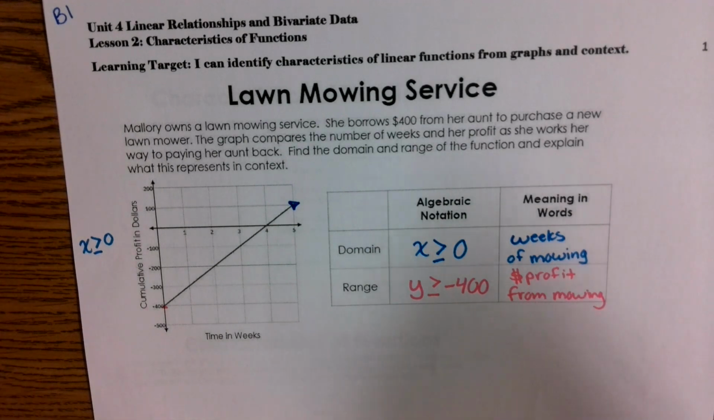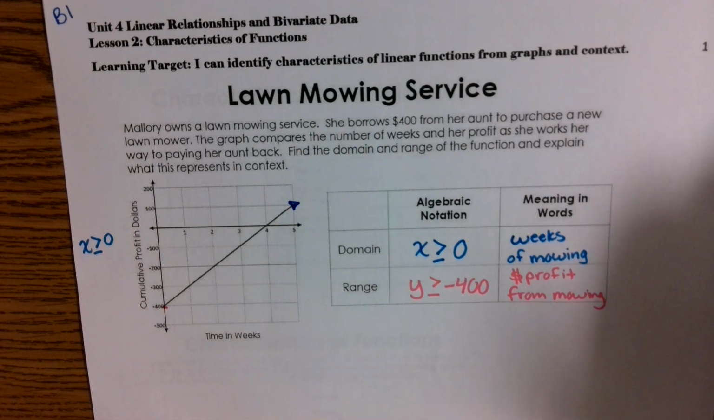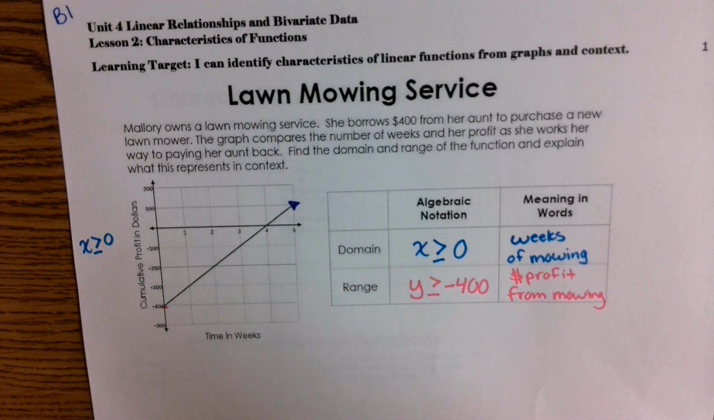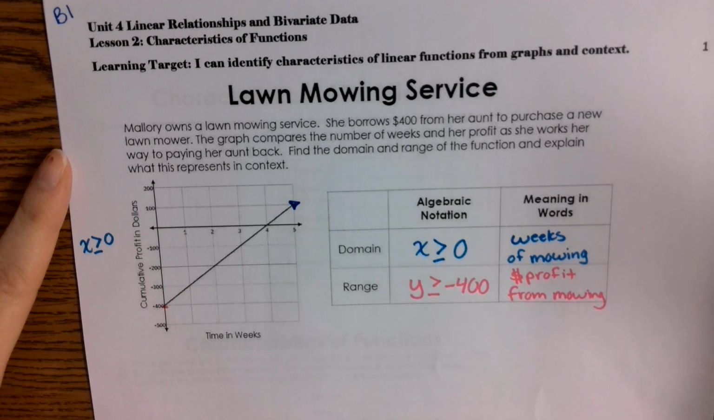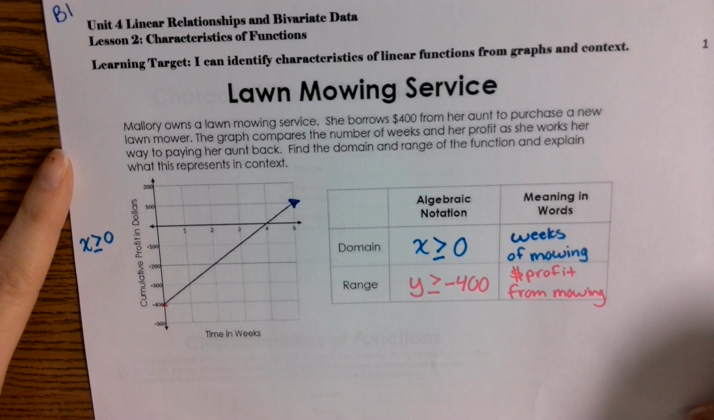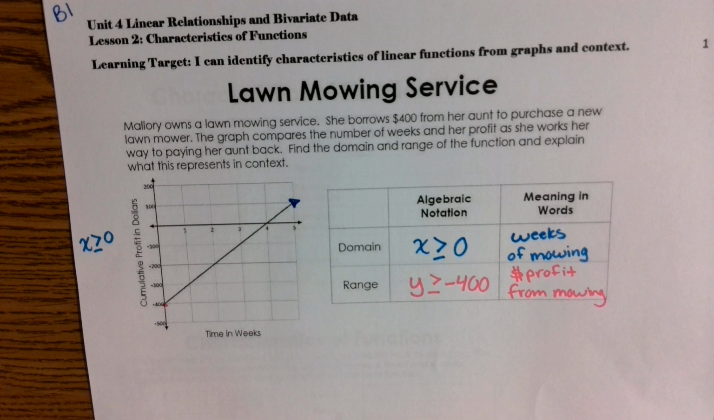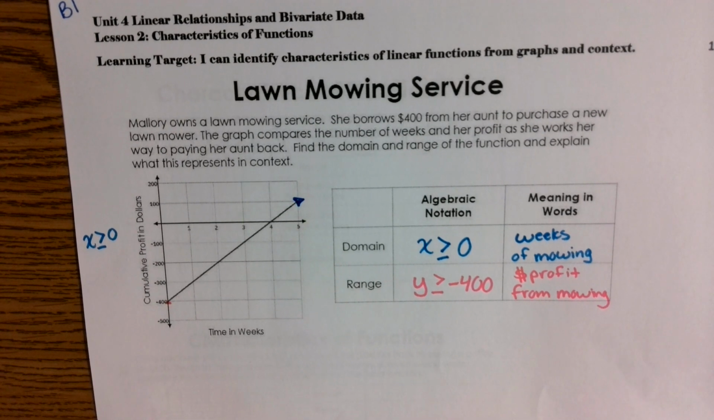So a characteristic that we can see here is that as she progresses throughout the weeks, her profit starts to improve. Her profit is going to continuously increase. Okay? So that's what we're trying to get into here, is characteristics. What does that line represent? What do those points represent?